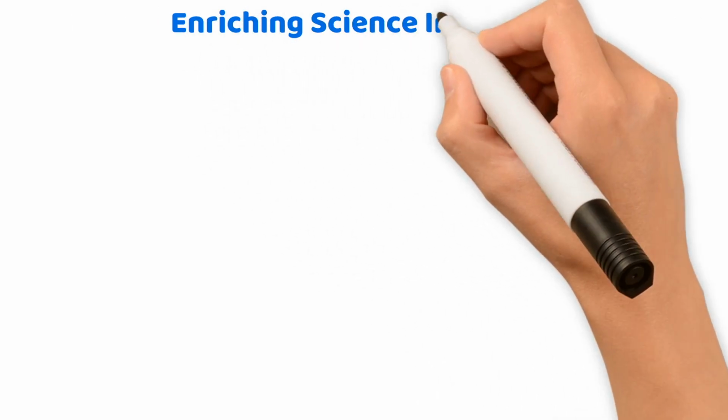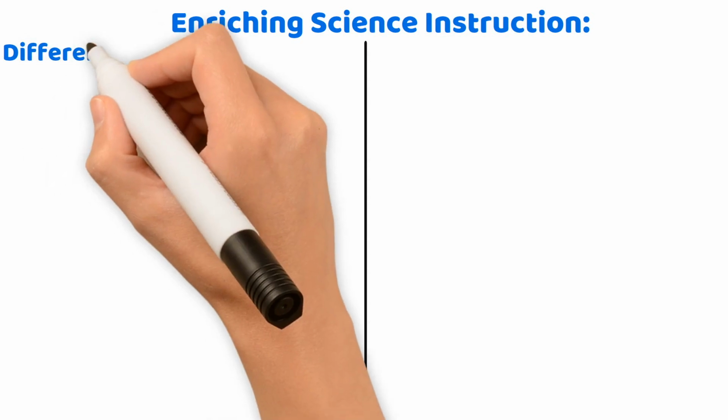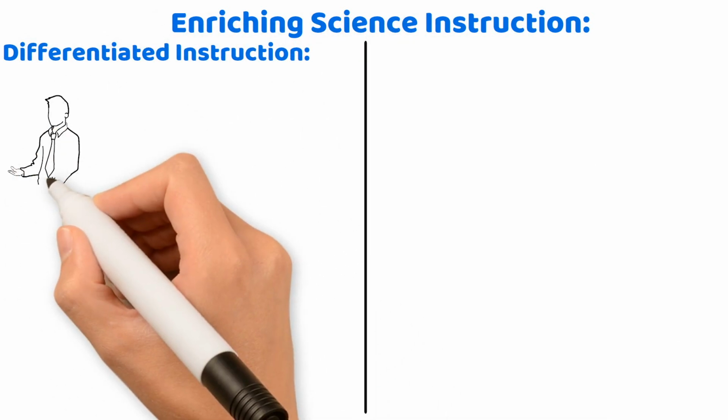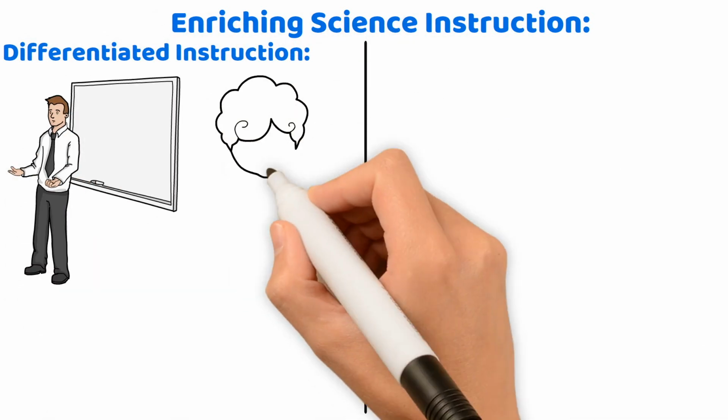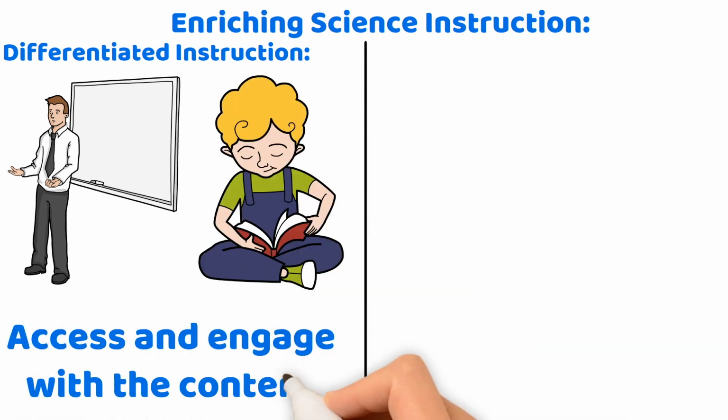Enriching science instruction. To truly enrich science instruction, consider the following. Differentiated instruction. Tailor your teaching to accommodate various reading levels and mathematical abilities. This ensures that all students, regardless of their starting point, can access and engage with the content.